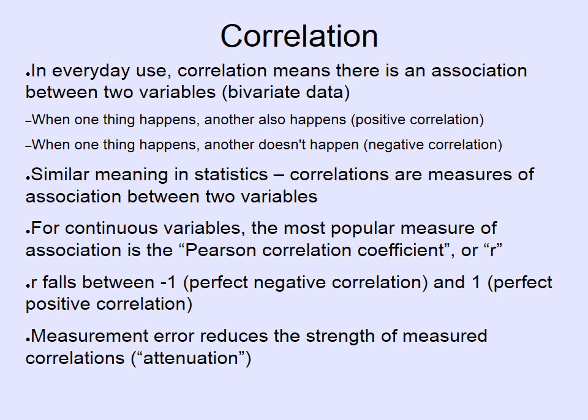So the most popular measure of correlation is the Pearson correlation coefficient. It falls between -1 and 1, and it does cross 0. -1 and +1 would be perfect correlations, and 0 would be no correlation.